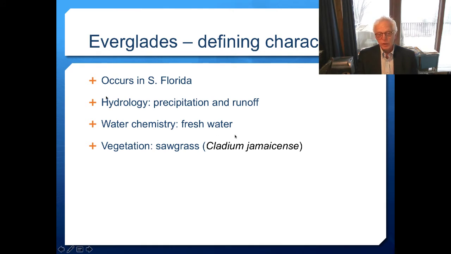Water chemistry is fresh. Because the flow is from precipitation and runoff, they are not brackish. Vegetation is dominated by sawgrass and a variety of other really interesting kinds of vegetation within the Everglades.